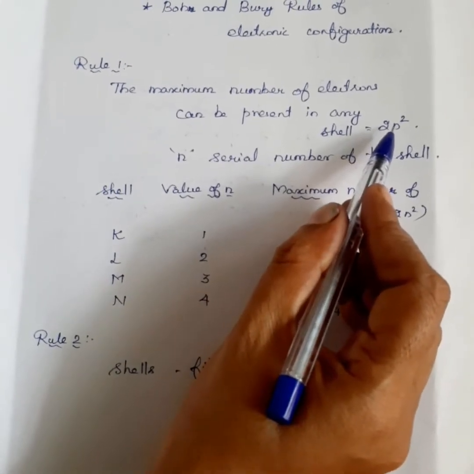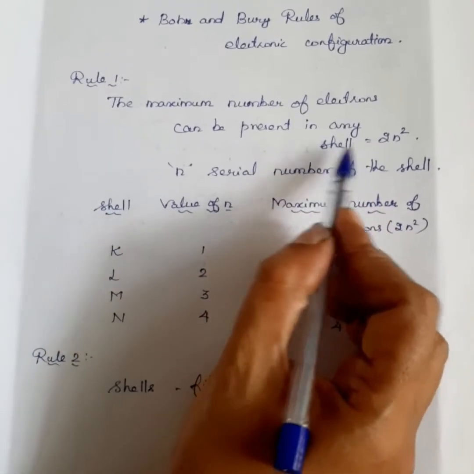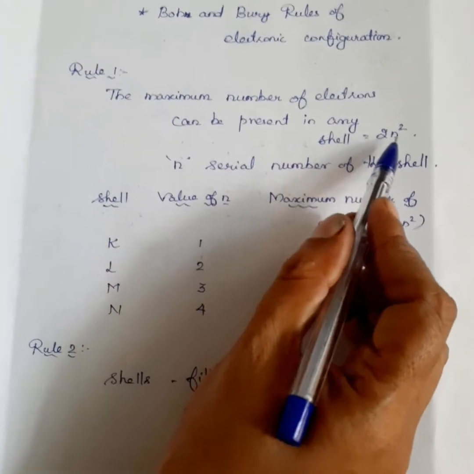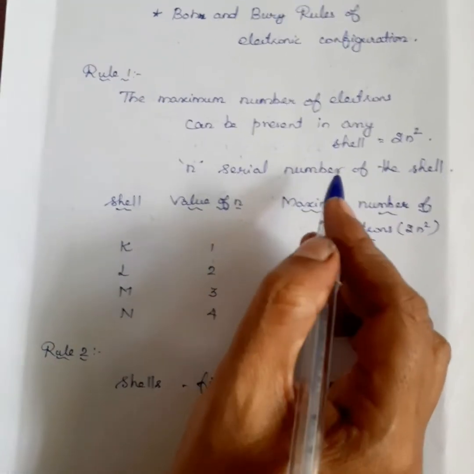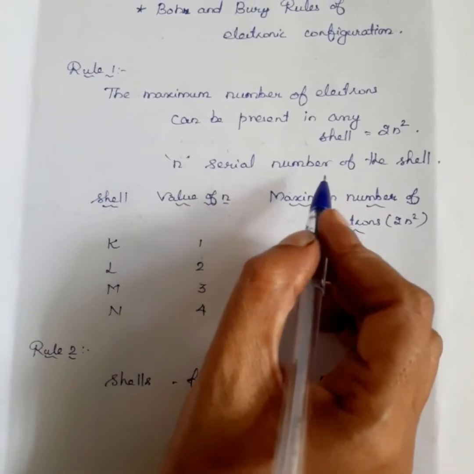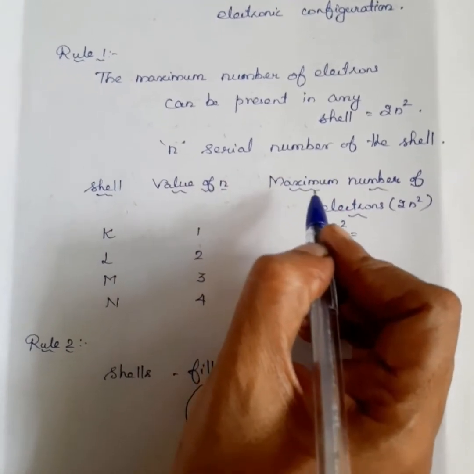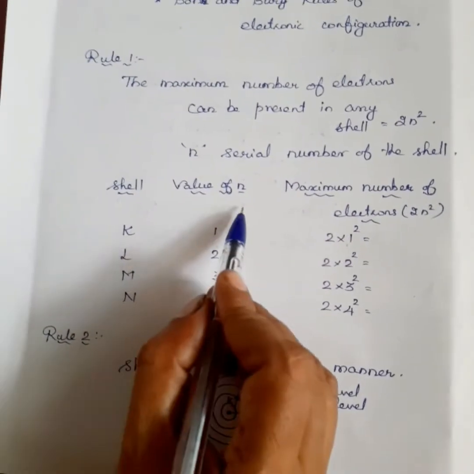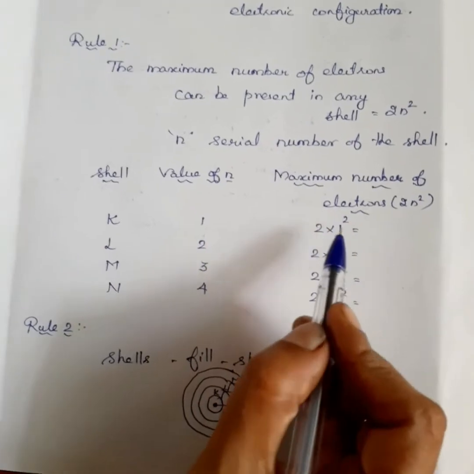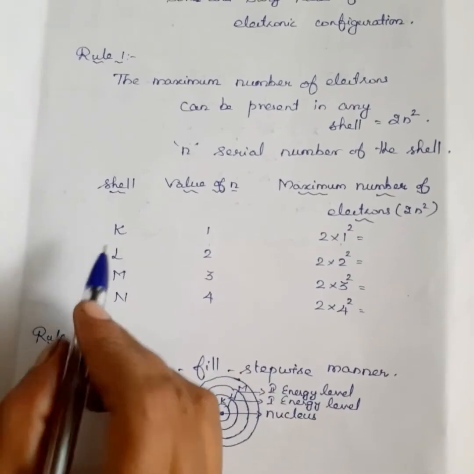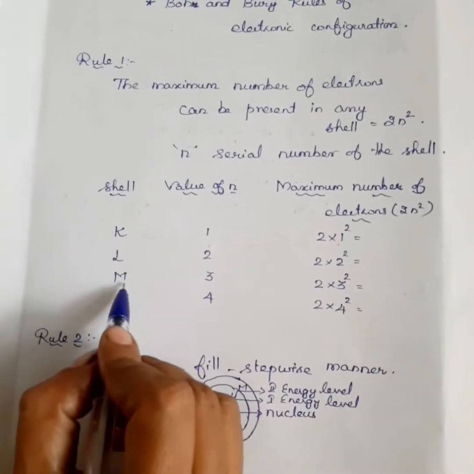So the maximum number of electrons that can be present in any shell is equal to 2n square. Here n is the serial number of the shell from the nucleus. Shell, value of n, maximum number of electrons. First shell K, L, M, N.